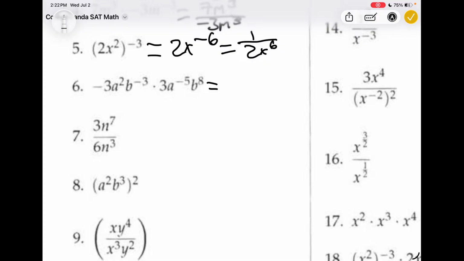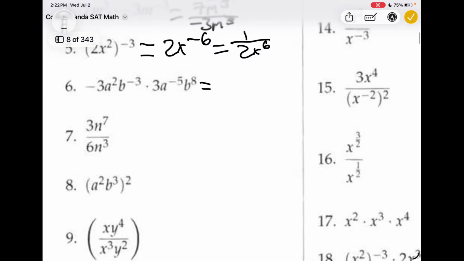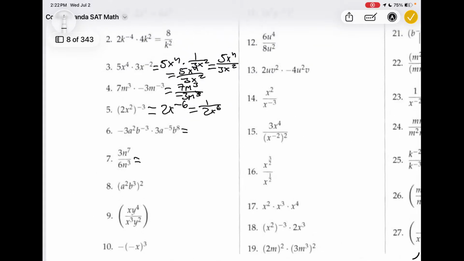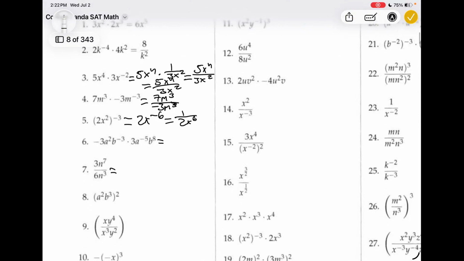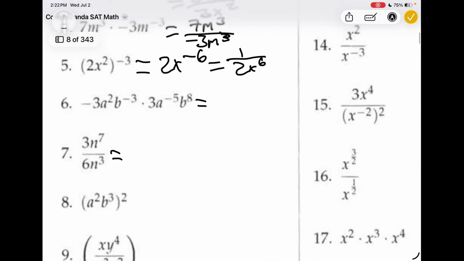So 3a squared b to the negative third times 3a to the negative 5 b to the 8th. Okay. I was gonna skip it and come back to it. This is, you just leave this as is, right? Hold up. Simplify so they only contain this. I mean, I feel we can just keep it like this. I don't see why I need to change anything here. Looks pretty simplified to me. So, there's no negative exponents here.